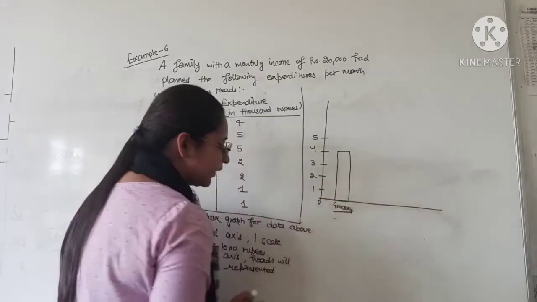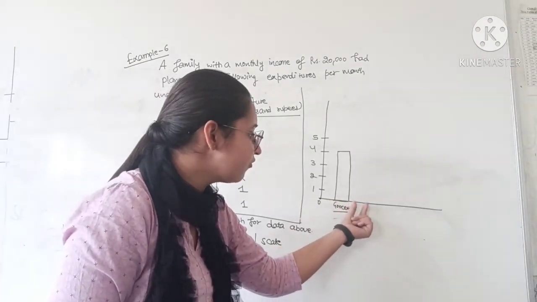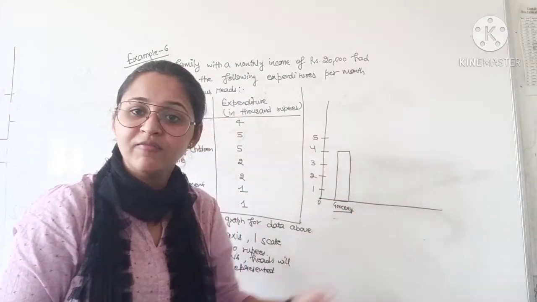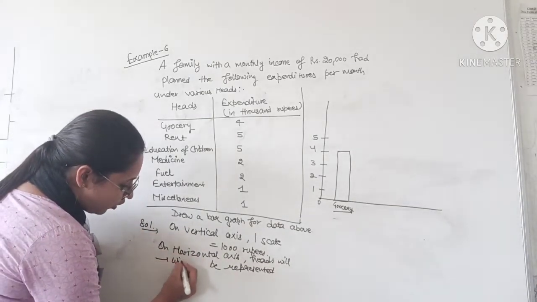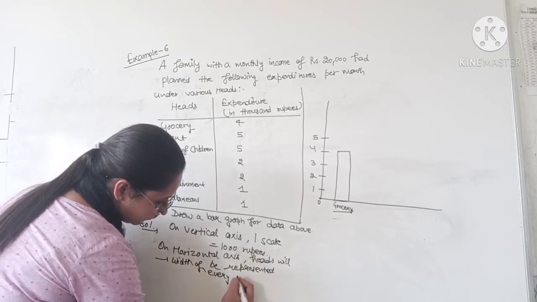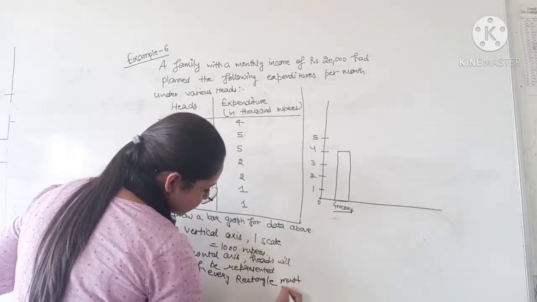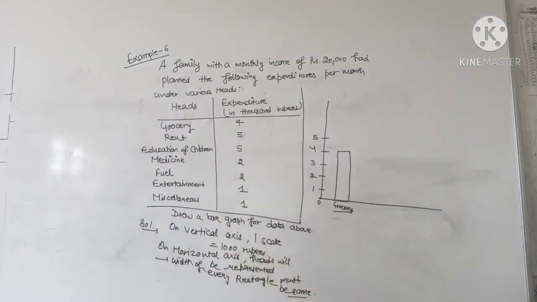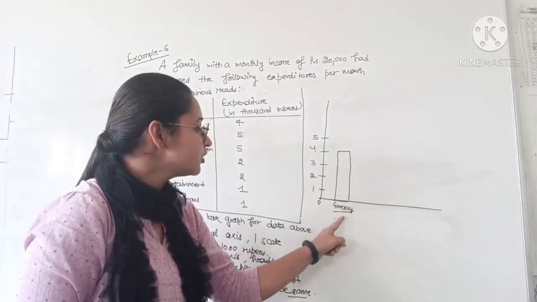The most important point to note is that in a bar graph, the width of every rectangle, the second rectangle, third, fourth, will be the same. So I am writing here that the width of every rectangle must be the same. This is a very important point. This is 1 unit, and this is against grocery.